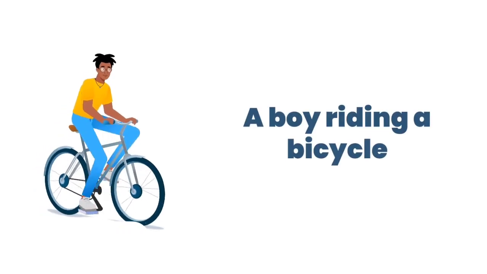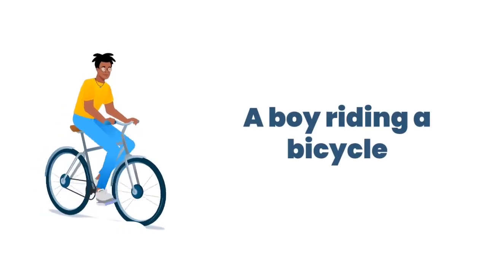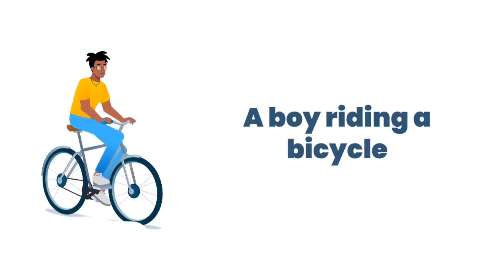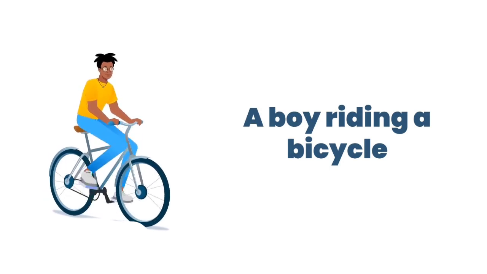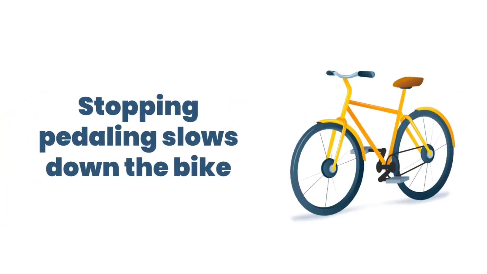A boy is riding a bicycle. As he pedals faster, the bicycle moves faster. This shows how force can change motion. When he stops pedaling, the bicycle slows down. This demonstrates that without force, motion decreases.